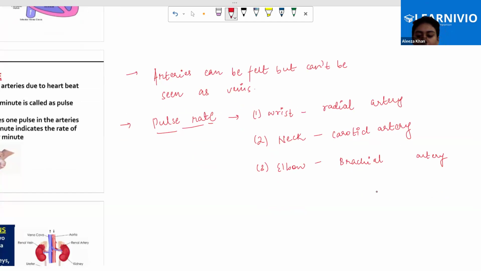Ma'am, veins can't be felt, right? Dear, veins you can see superficially. Whatever you can see beneath your skin are the veins. Ma'am, I meant we can't feel the pulse in the veins. No, no. What's the requirement to feel the vein if you can see them superficially? No, I meant the pulse rate, not as in seeing.